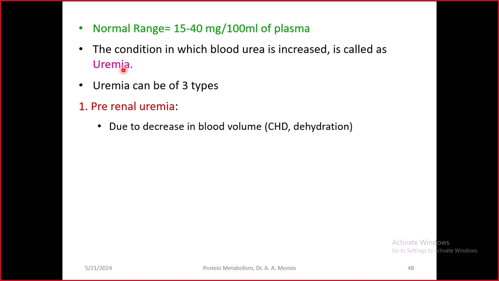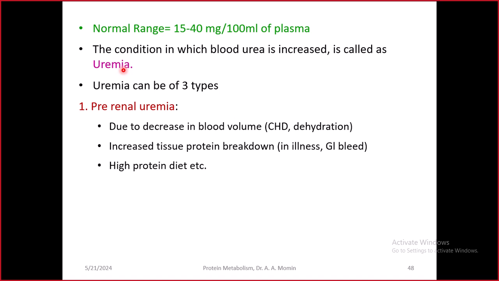So it is a relative increase. It seems the urea level is increased. Increased tissue protein breakdown, as in illness, GI bleed, and in diabetic patients, protein breakdown increases, and the end product of protein is urea.